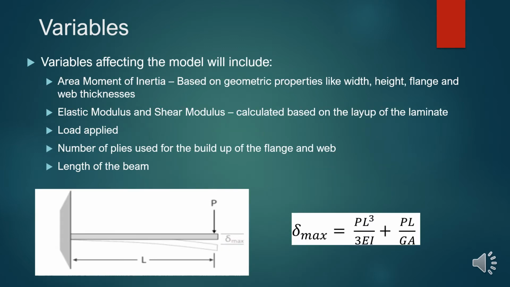The variables affecting my model will include the area moment of inertia, which will be based on geometric properties, the elastic modulus, which is calculated based on the layup of the laminate, the load applied, the number of plies used for the buildup of the flange and the web, and the length of the beam.